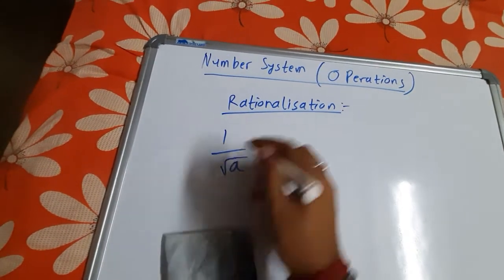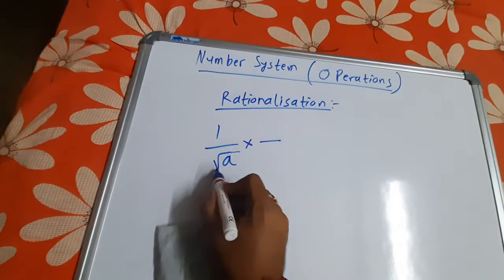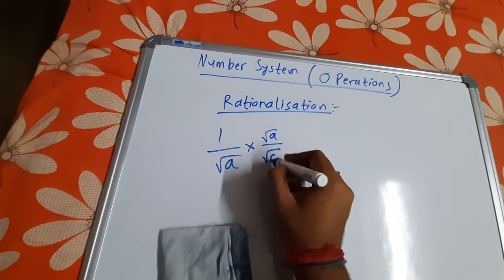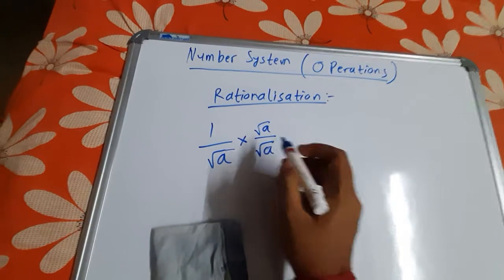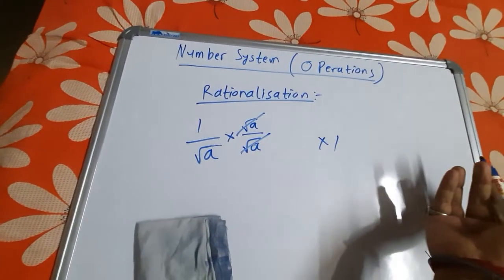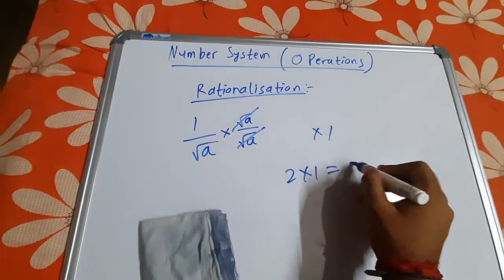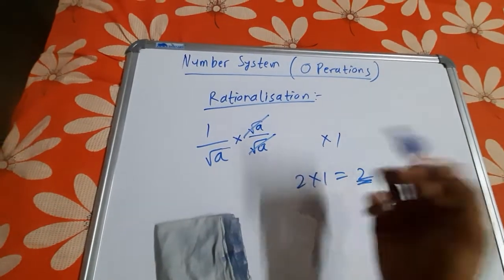So what we do is, when this type of situation occurs, we multiply the same thing both above and below. See, I multiplied this root a both above and below such that they will just cut each other. So I am just multiplying by 1. Everything I can multiply with 1. Okay, 2 into 1, what will it give? It will give 2. See, is the value changing? No, the value is not changing.